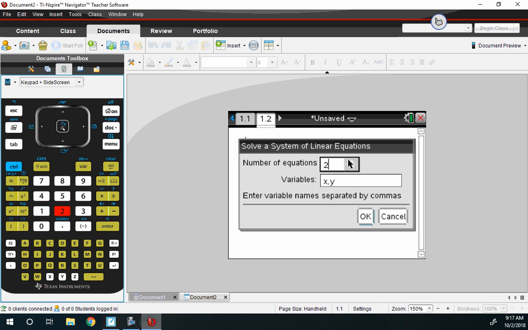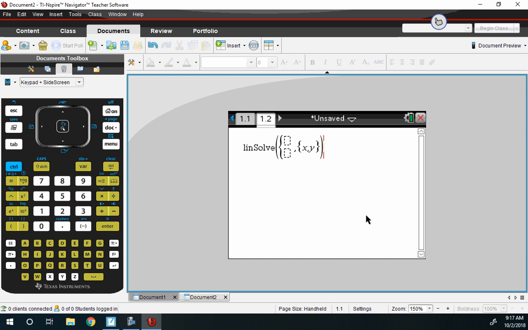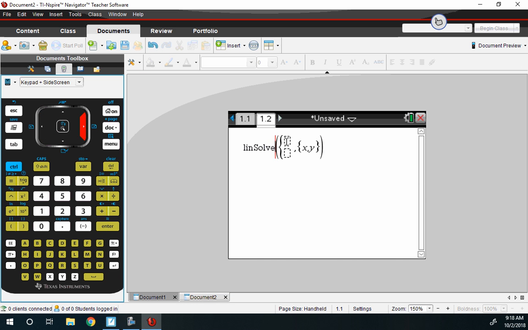Okay, so let's see what that looks like. How many equations? 2. The variables are x and y. Okay, that's good. Oh, look how it put the braces. Do you see that? That's pretty neat. We're going to just go right back to that last example, if the calculator lets me in here. Come on. Wake up. So I got 2x plus y is 6.